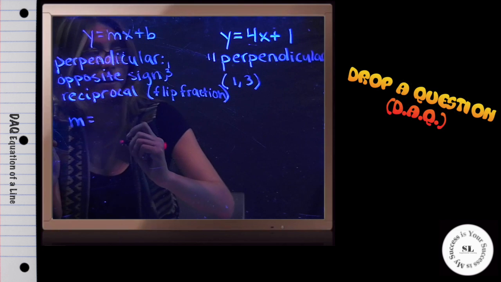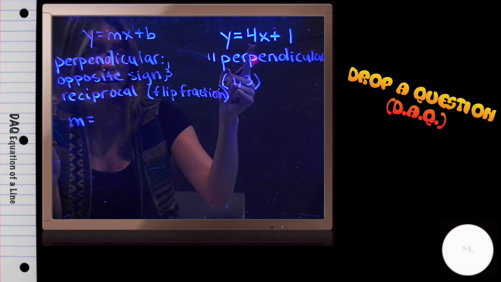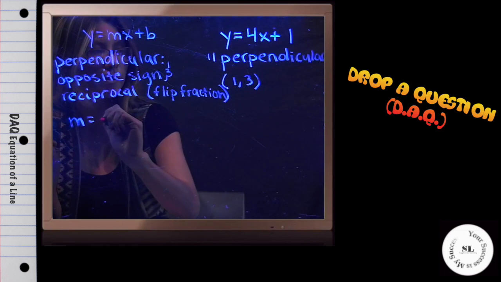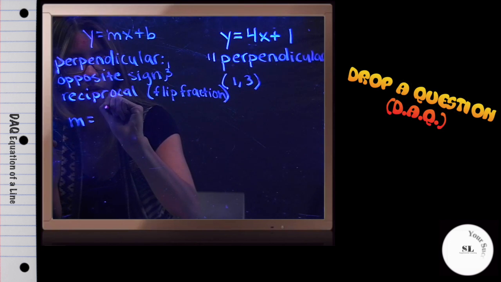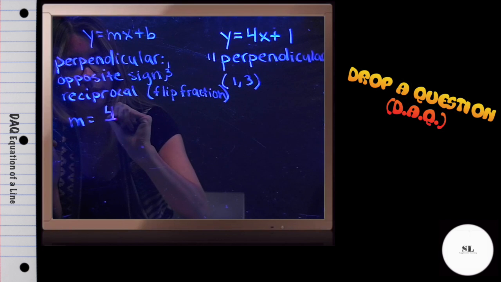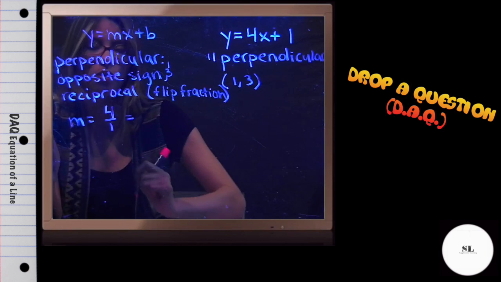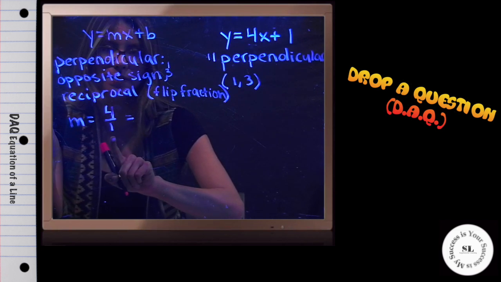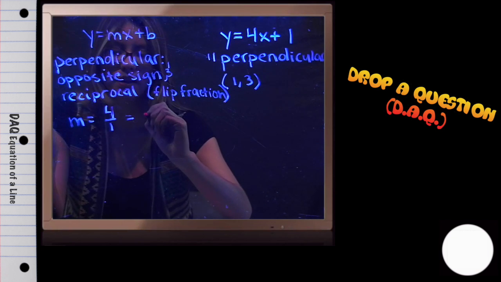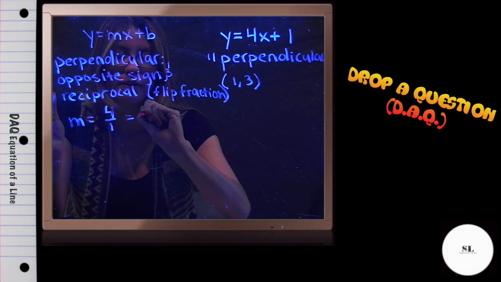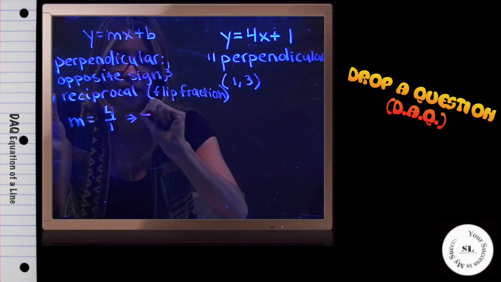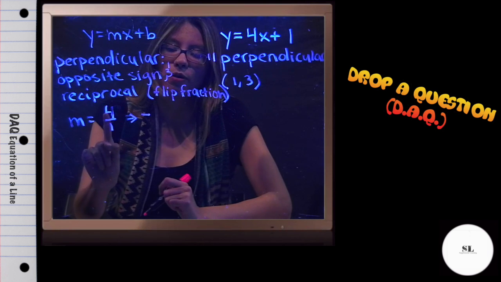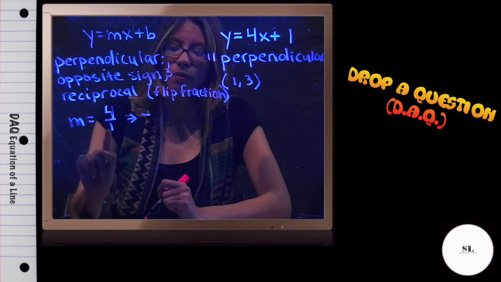So let's first find our slope because we know it's not going to be the same. It's not going to be 4. It would be the same if it's parallel. But because we're doing perpendicular, we have 4 over 1 and we need to transform this. So it's going to be the opposite sign, and I put it over 1 so it's easier for me to flip the fraction. Opposite sign, so we know it's now going to be negative. Reciprocal, so we flip a fraction. I wrote it over 1. Any whole number we can write over 1.